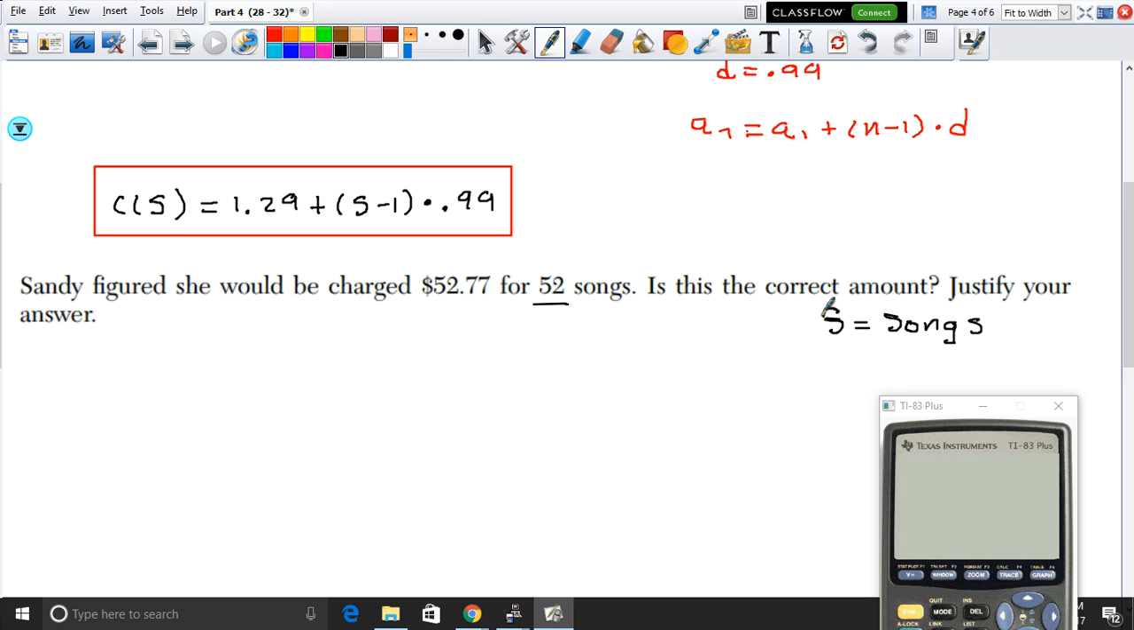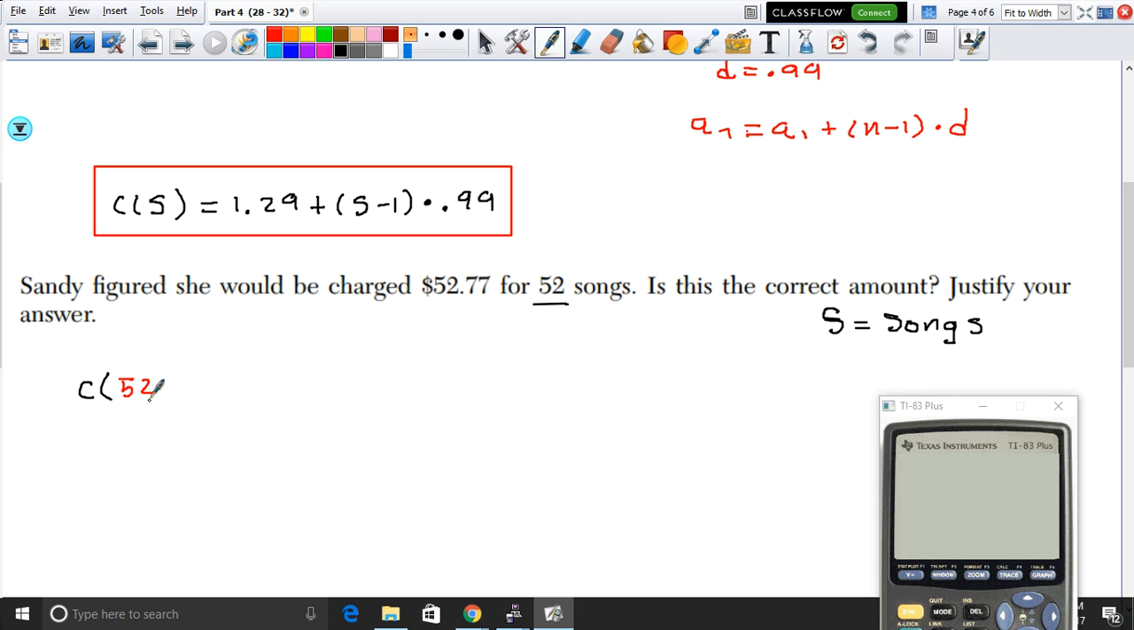And that's supposed to be an S. So S is equal to songs. We have an equation. Let's plug that in. Let's see what happens. What is the cost after 52 songs? So we're going to have S parentheses, and instead of S, we're going to put in 52.